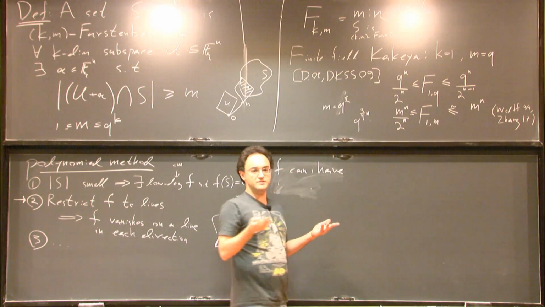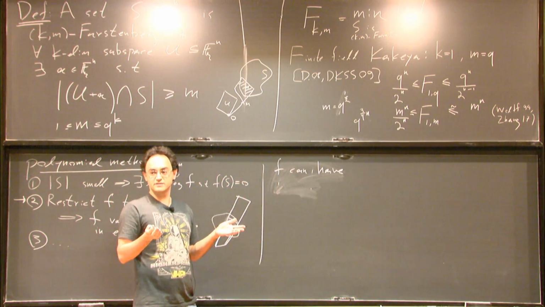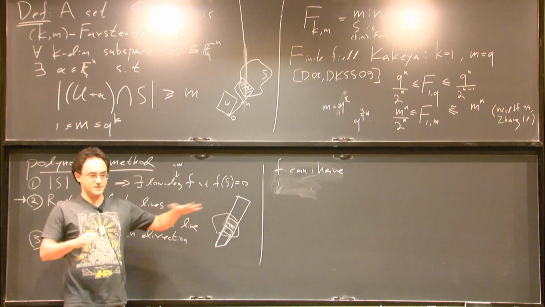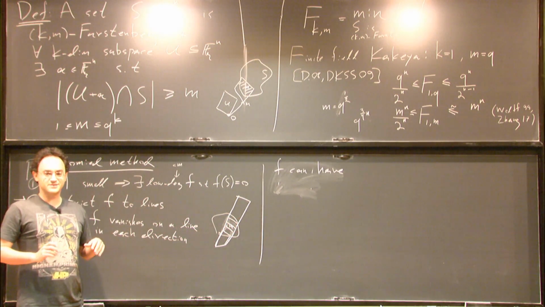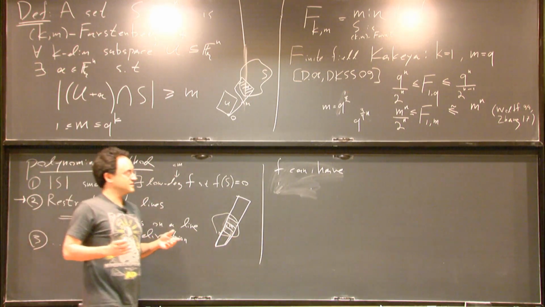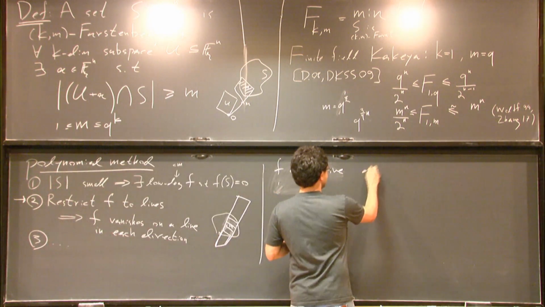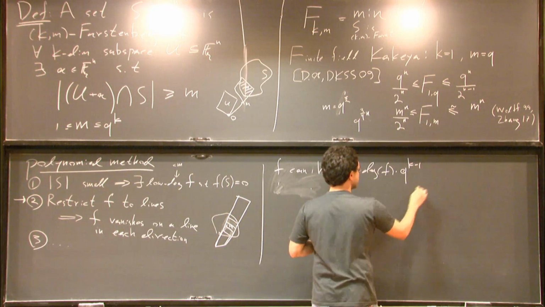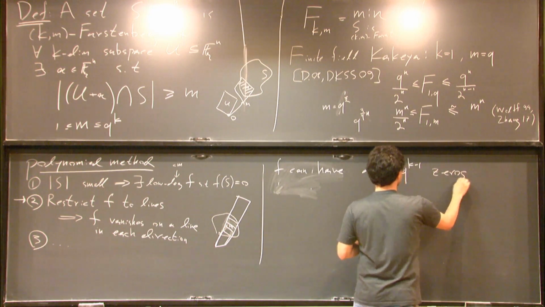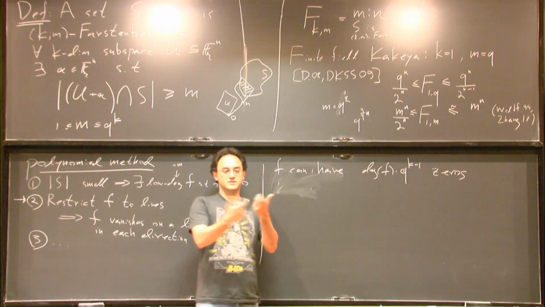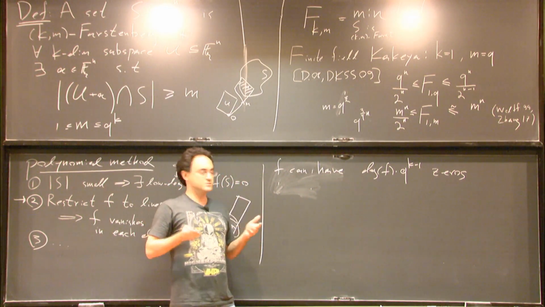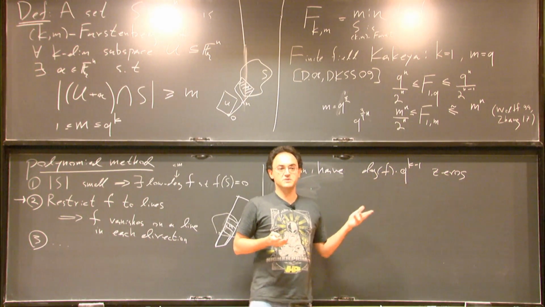How many zeros can f have on a k-dimensional flat? Anybody remember? What is a flat? A k-dimensional shifted subspace is a flat. Yeah, so you take its degree and multiply it by q to the k minus 1. For example, if f has degree d and is a product of d linear forms, it will have exactly d q to the k minus 1 zeros.